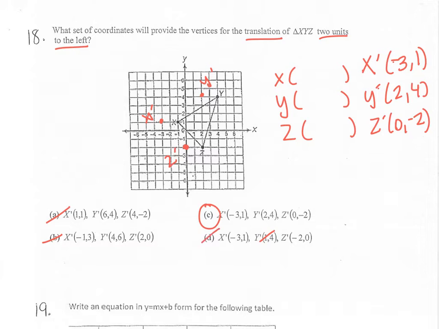-3, 1, that one's wrong. So D is out. Okay, I also could have said X was at -1, 1, and then I could have gone 2 units to the left, so I could have subtracted 2 from here, which is what's going to give me my -3 right there. Okay, so whichever way is easier for you.